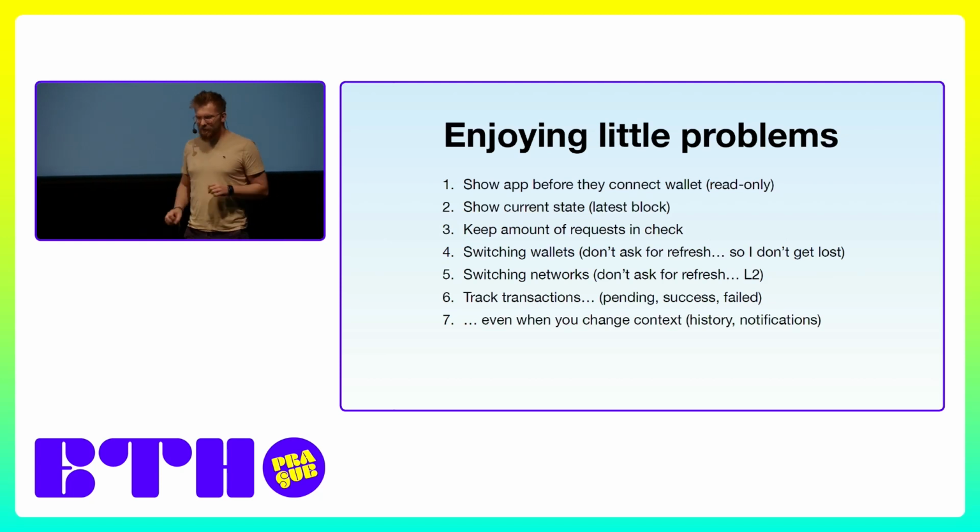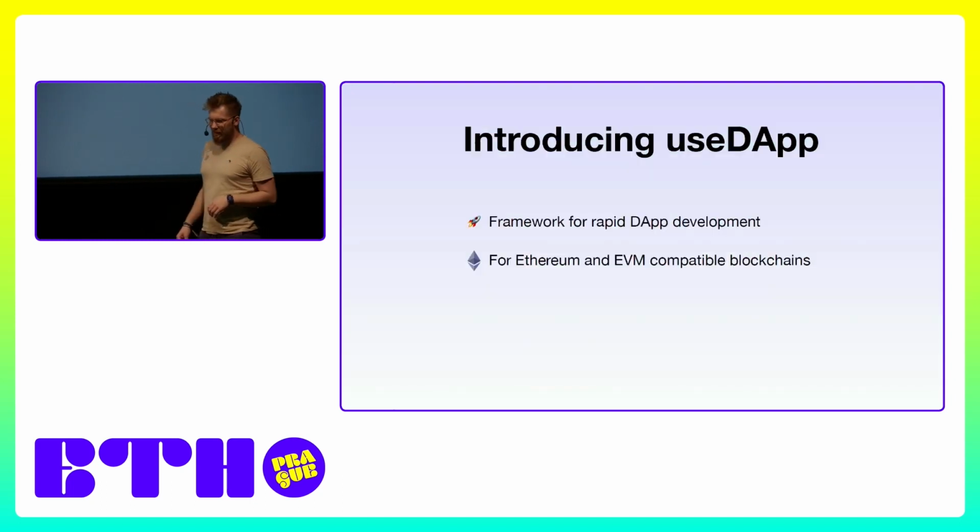And then we also need to track transactions. So we send a transaction, then it's pending, then sometimes it's successful or it fails, or we just fail to send it, or MetaMask rejects it. And also we cannot lose that context and the history of these transactions. So we can show notifications, we can show all the history, even if the user is changing the tab or going somewhere else in the app. So, quite cumbersome.